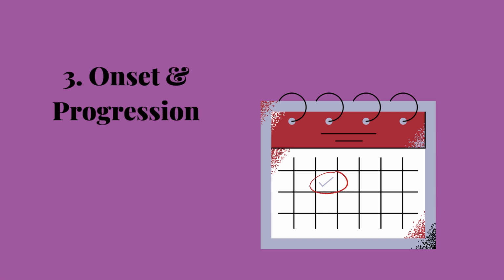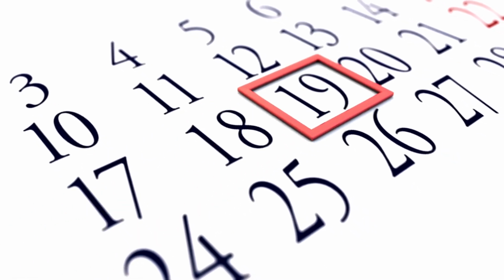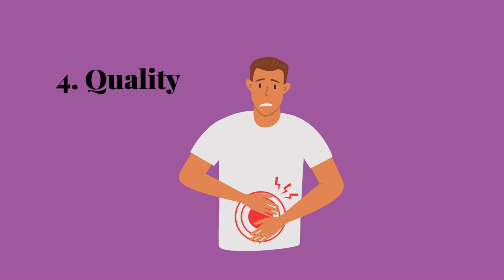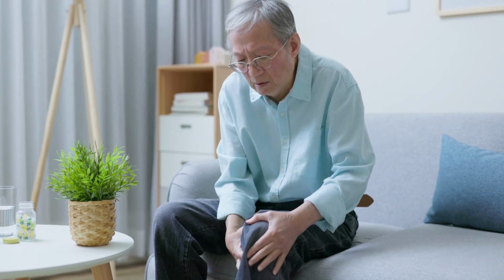A third question to ask relates to the patient's pain in regards to onset and progression. Did the pain start today, 3 weeks ago, or 5 years ago? Has the pain gotten worse, stayed about the same, or gotten better? Is it a constant pain, or does it come and go? A fourth question to ask is about the quality of the pain the patient is experiencing. Ask your patient, what does their pain feel like? They might say something like sharp, dull, throbbing, stabbing, aching, or radiating, for instance.